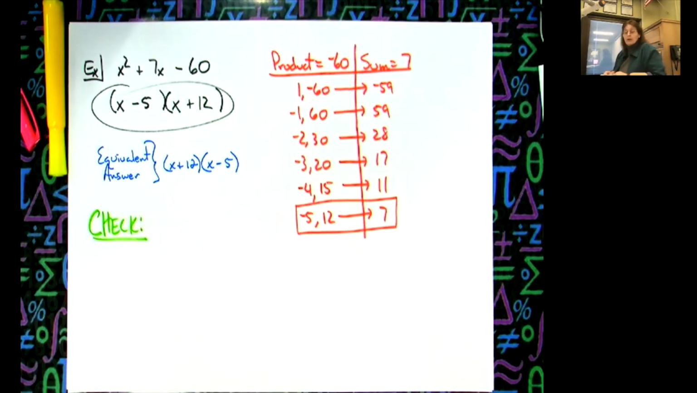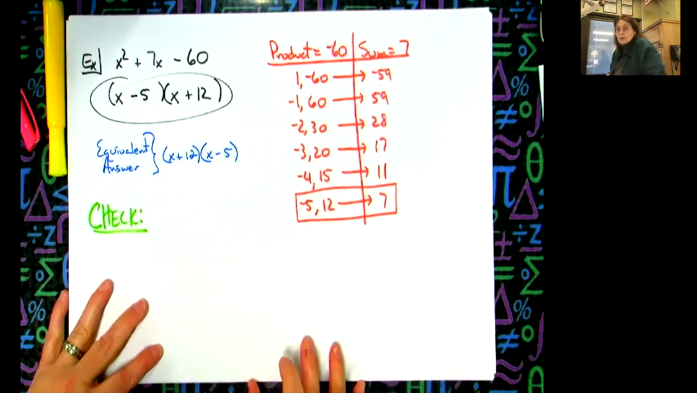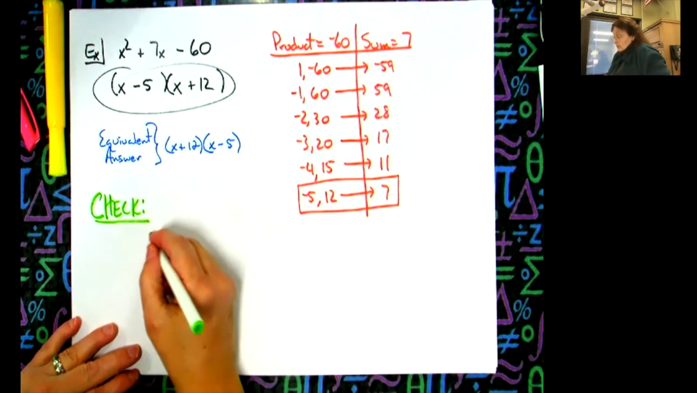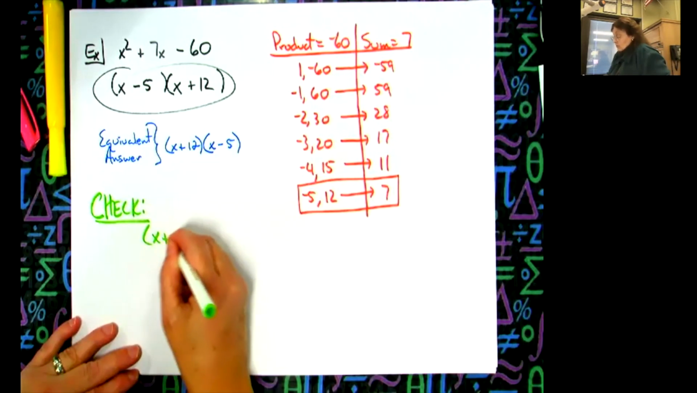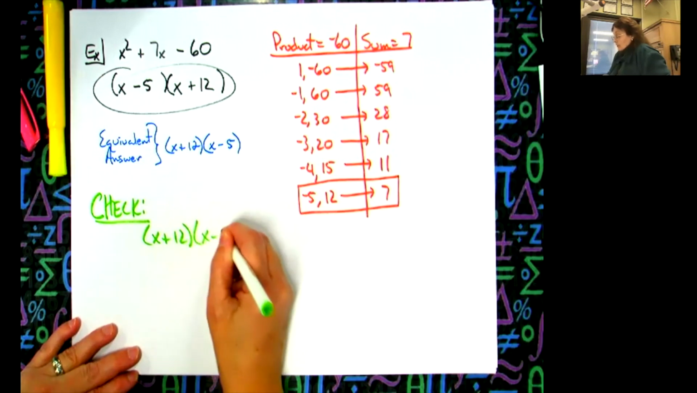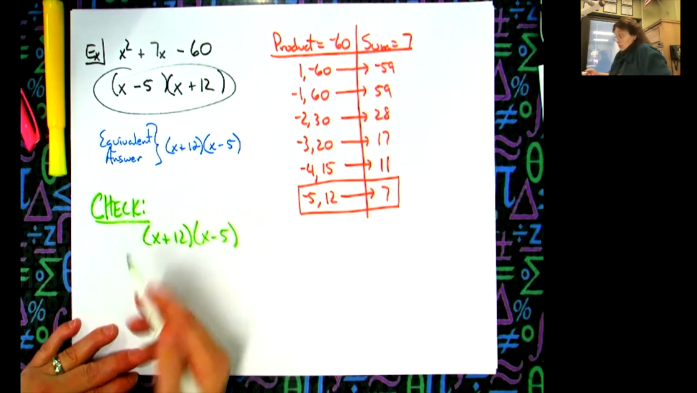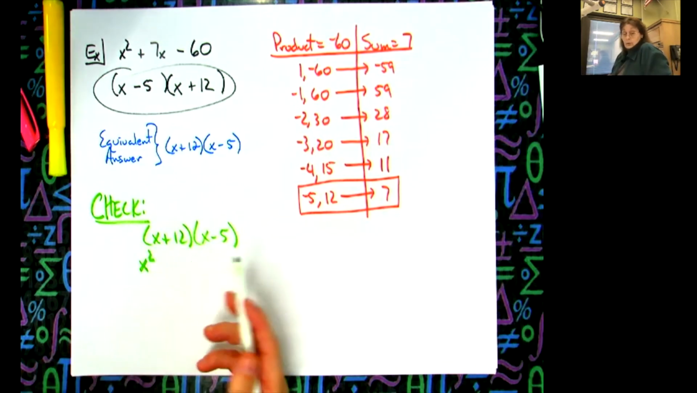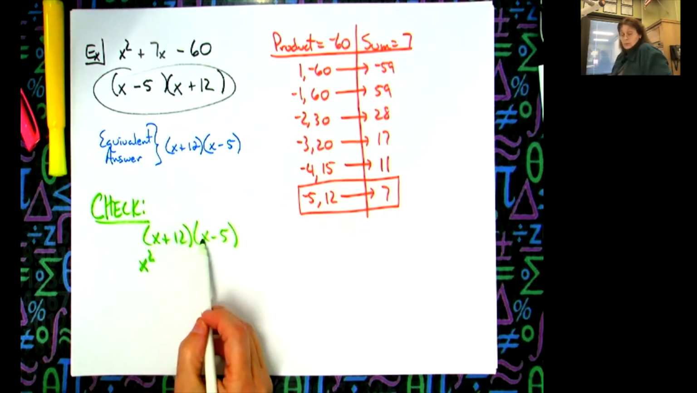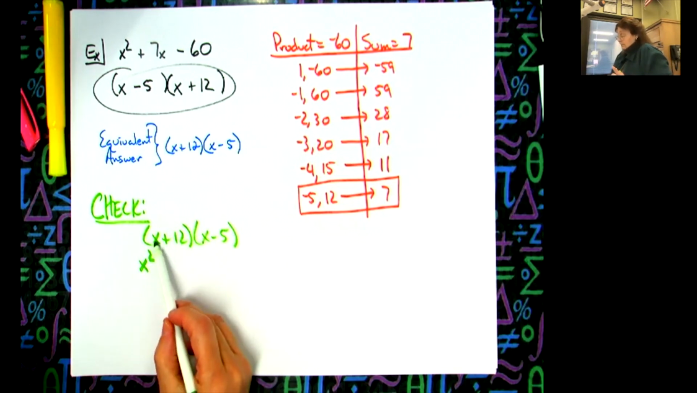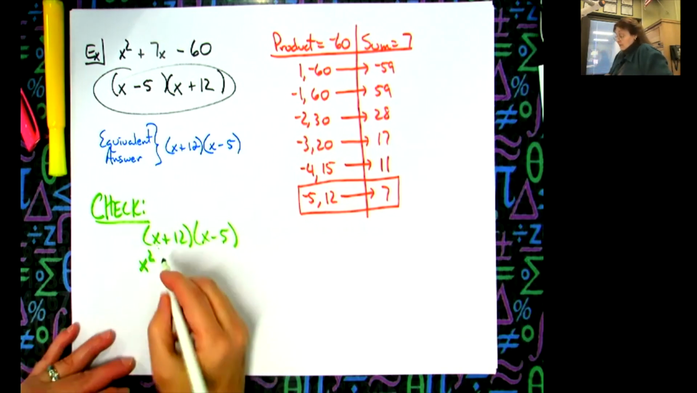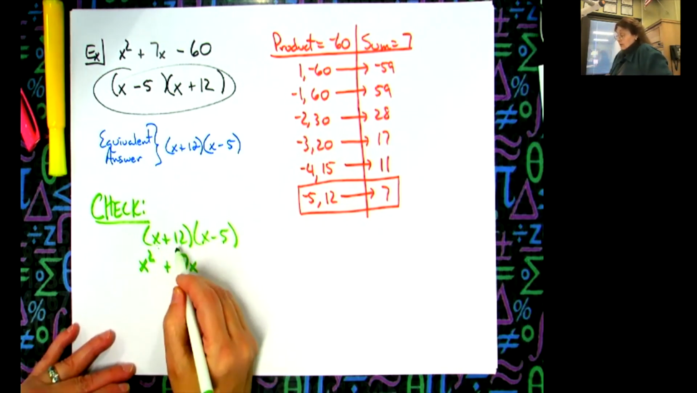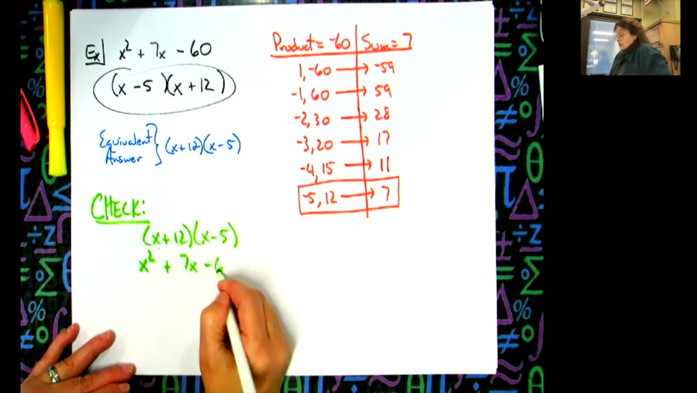Hopefully on the FOIL, I'm actually literally writing the check out. You wouldn't necessarily have to do that. You ought to be able to check it in your head, multiply it out really quick, and then know that you've got it right. X times x is going to be x squared. Now can we do a little bit in our head here? 12 times x is 12x. Negative 5 times x is negative 5x. So 12x minus 5x is 7x. Then 12 times negative 5 is negative 60.